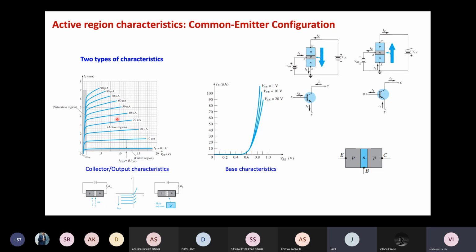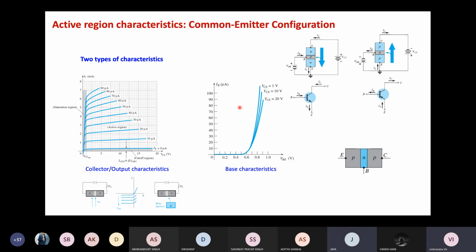For different base current values, this is how the collector current will look like, because collector current is the reverse drift current, which depends on the minority carriers, and the minority carriers depend on the emitter current, which depends on the base current as well. So that's how this is coming from. I would like you to devote some time and think about how this output characteristics of the BJT is coming on, and that will give you quite an insight into the whole functioning of the BJT.